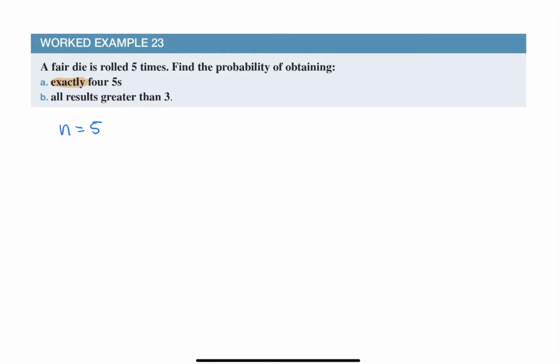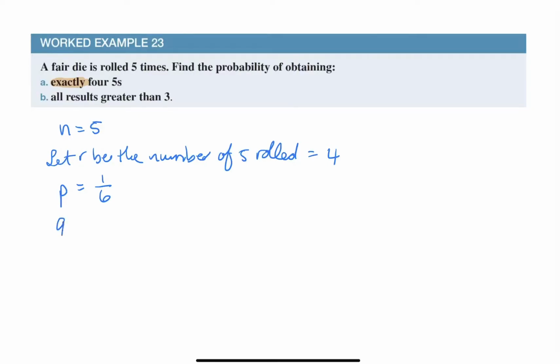So we're going to say let R be the number of 5s rolled, and that equals 4. What's the probability of getting a 5? The probability of getting a 5 is 1 in 6, because the dice has 6 sides. And then Q is the probability of not getting a 5, which is 1 take away 1 over 6, and that equals 5 over 6.